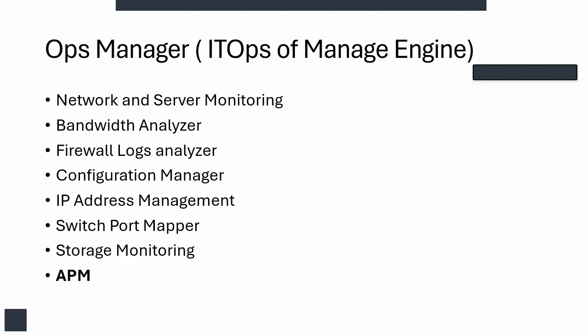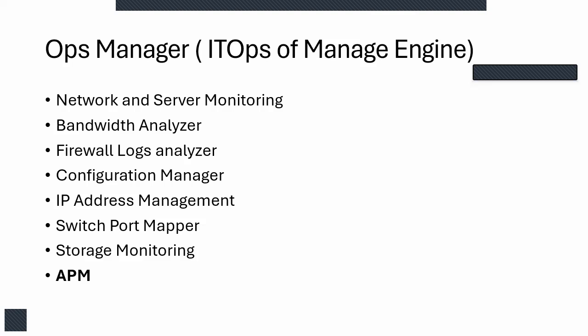I'll start with the very first, network and server monitoring. As the name suggests, it monitors your network devices and servers. Your network devices could be routers, switches, firewalls, printers, and servers, including your virtual machines. All this monitoring can be done through the network and server monitoring capability, plugin, or add-on, whatever you call it, in OpManager. How does it do the monitoring?